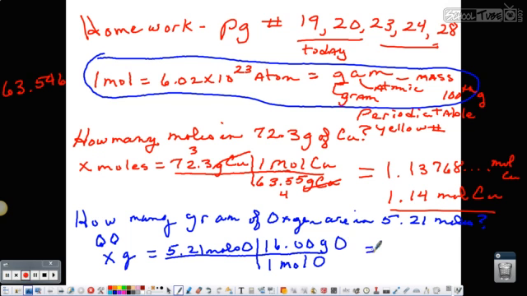Now in this case, I'm going to say 5.21 times 16. And my answer is going to be 83.84 grams of O. How many significant figures do I need? I have how many here? 3. How many do I have here? 4. So my answer should have 3. 83.8 grams of oxygen. Okay?